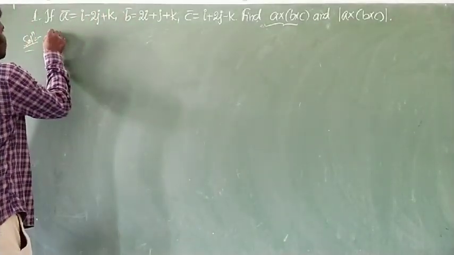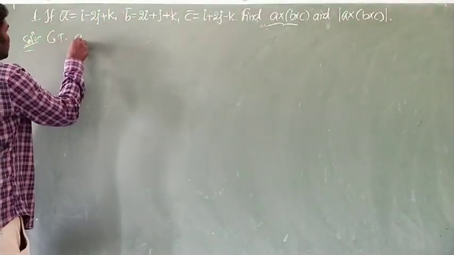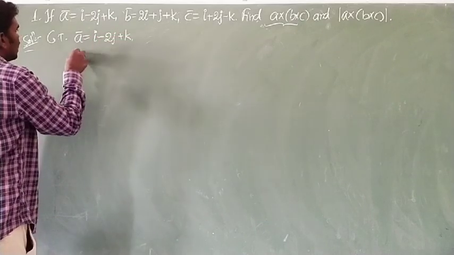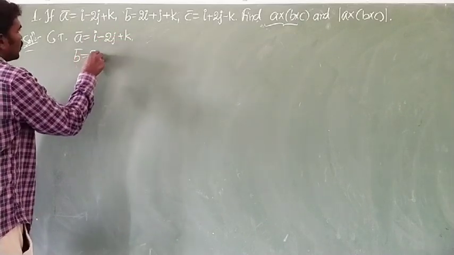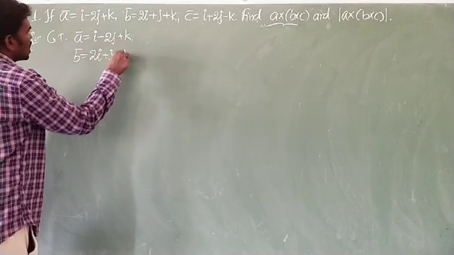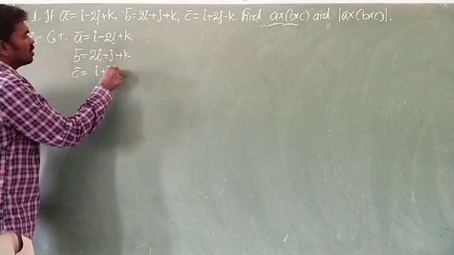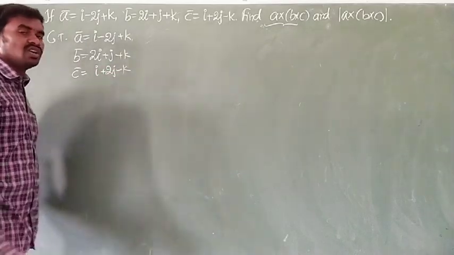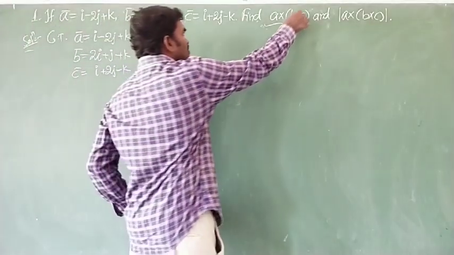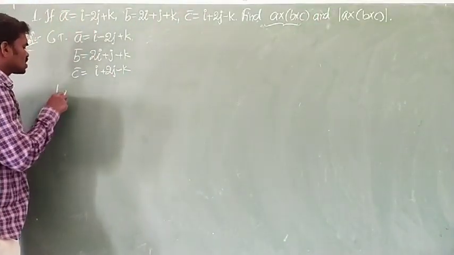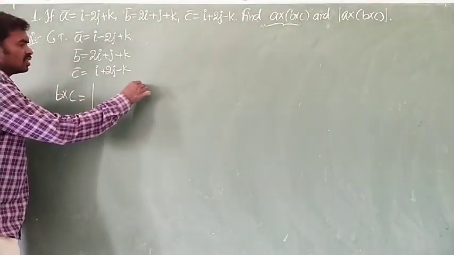Okay, first of all, what is given? Given that a equals i minus 2j plus k, b bar equals 2i plus j plus k and c bar equals i plus 2j minus k. These are the three vectors. First we should find b cross c in brackets. So b cross c. Okay, now how can we find it?